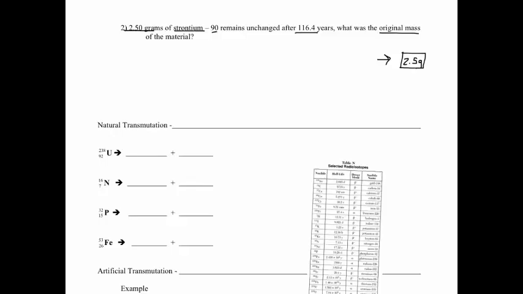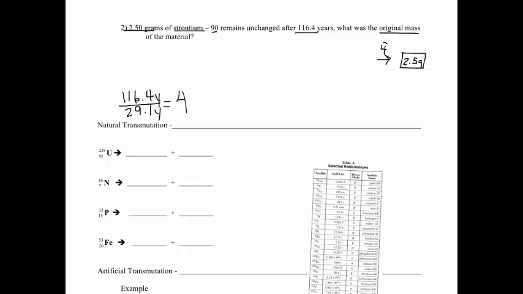I'm going to take my 116.4 years, that's my time elapsed, and divide it by my 29.1 years, which is my half-life, so I can figure out how many half-lives have elapsed. So my math here, 116.4 divided by 29.1, and we get 4. So 4 half-lives have elapsed.